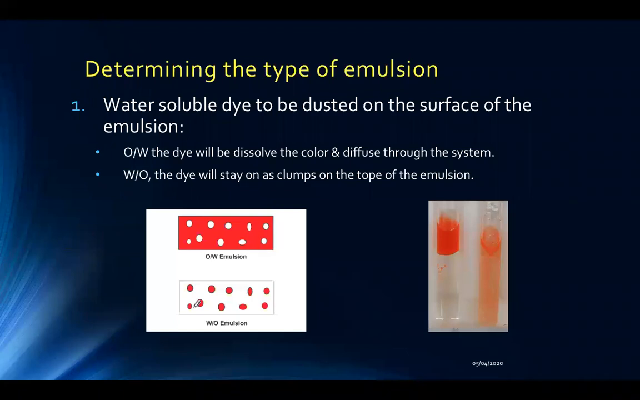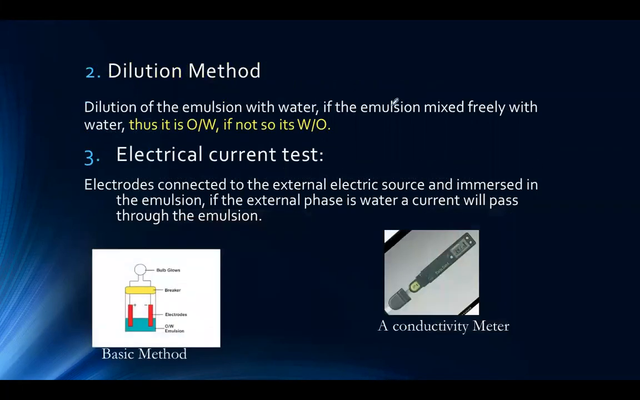Now we should know the methods used to determine the type of emulsion, the methods used to tell whether this emulsion is water in oil or oil in water. We said we have 4-5 methods, which are a water soluble dye to be dusted at the top of the emulsion, and according to whether there's diffusion or acceptance of this water, it can tell us whether the external phase is oil or water, and we should know about it.